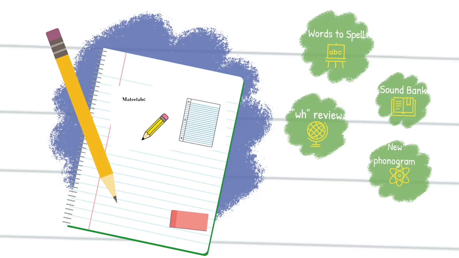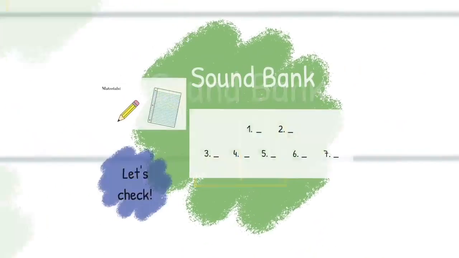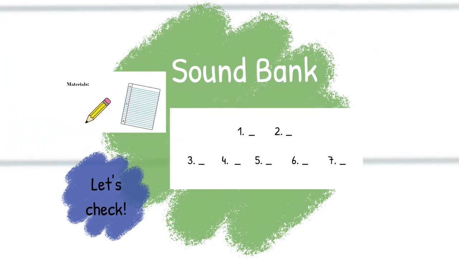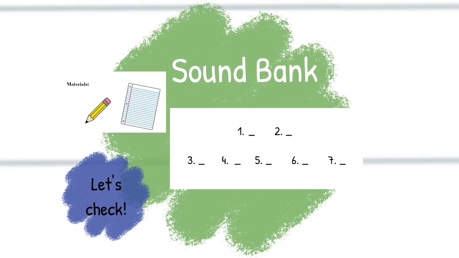Okay, friends, go ahead and get your materials ready, your paper and pencil, because it is time for our sound bank. We're going to have 7 sounds. Friends, the first sound is wh. Let me show you wh, like whistle. Second sound, like thumb, or th, like this.